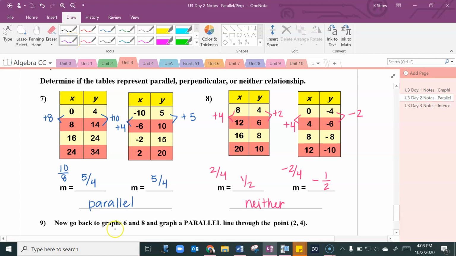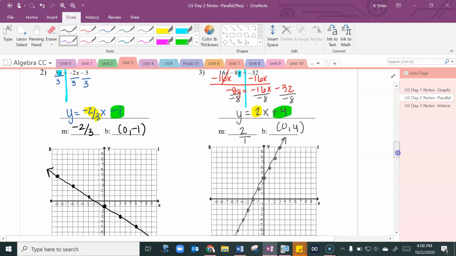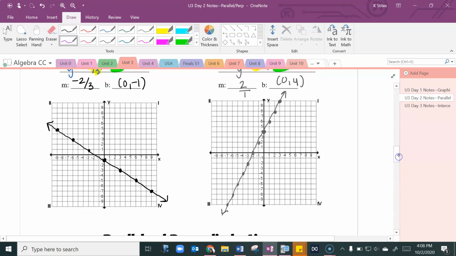The final thing we're going to do is go back to graphs. It says 6 and 8, but this is incorrect. It's actually numbers, I think 2 and 3, and we're going to graph a parallel line through the point 2, 4. So let's go back to our graphs. Yep, here they are. 2, 4 is our point.